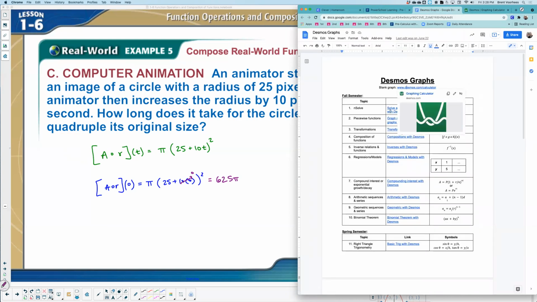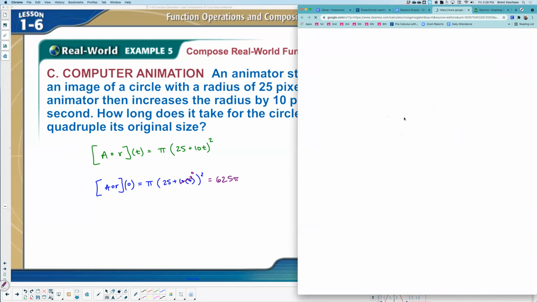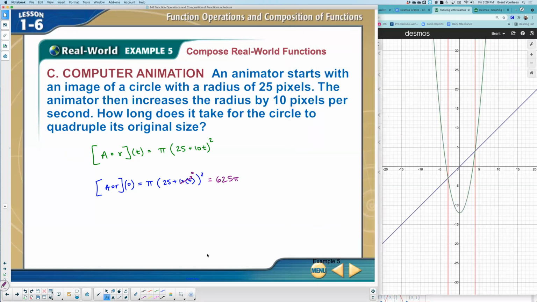It's the InSolve. So I'm going to go to this first link here, InSolve, and it tells me what to do. So that's time 0: at time 0, the area equals 625 pi units squared. What we want to know is when the area is 2500 pi. So when does this equation, that's really what we're trying to solve, when does 2500 pi equal pi times (25 + 10t)?